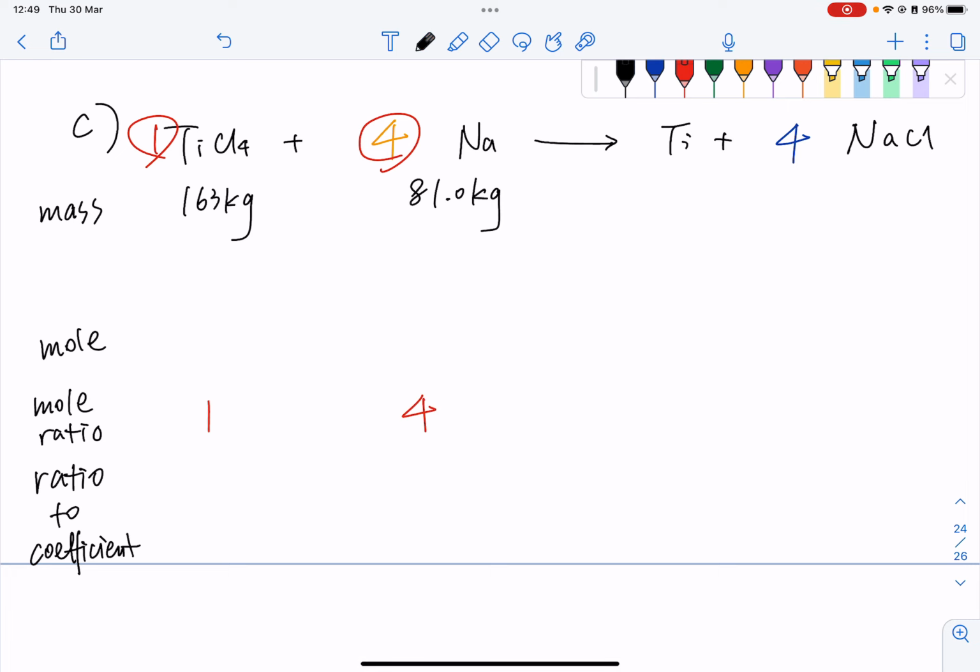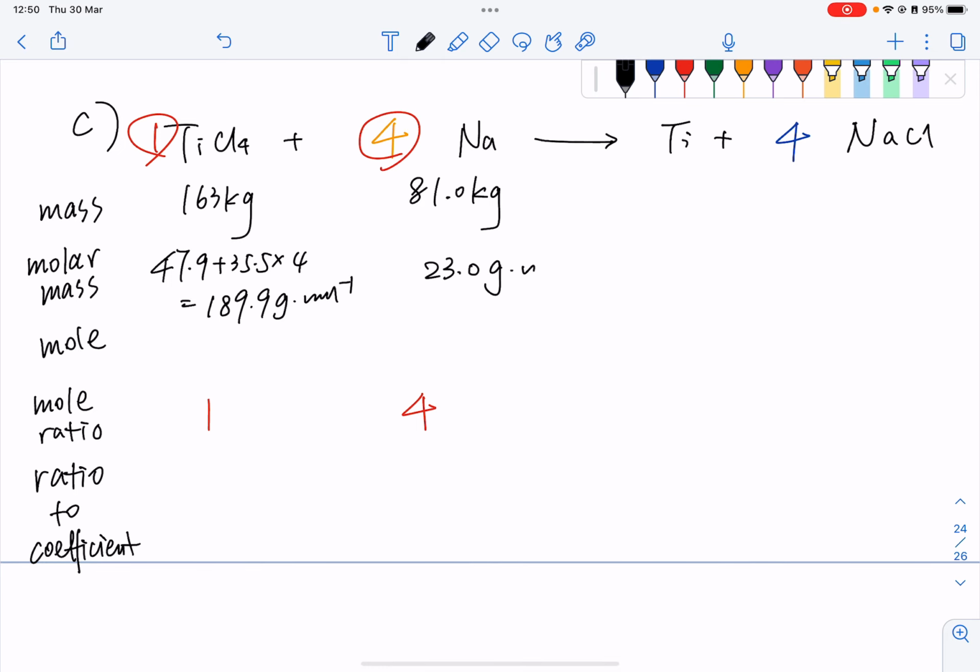Now let's try to calculate the moles for those 2 masses. And we should have known that most importantly, we'll have to know the molar mass, right? The molar mass of titanium chloride should be 47.9 plus 35.5 times 4. You can also type it in your calculator, 189.9 grams per mole, right? Remember, it's grams per mole, and let's take a look at the sodium here. Sodium should simply be 23.0 grams per mole, right?